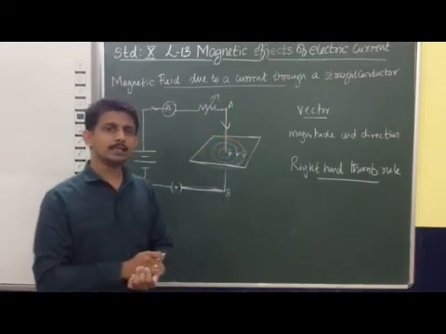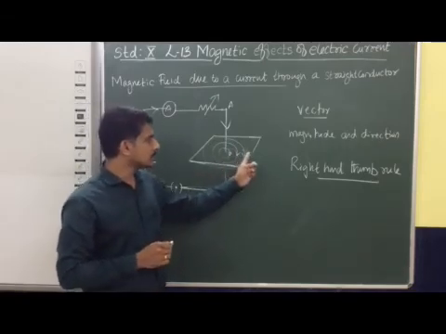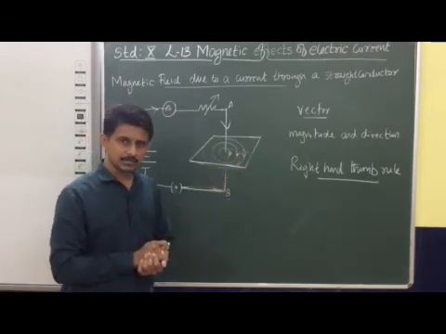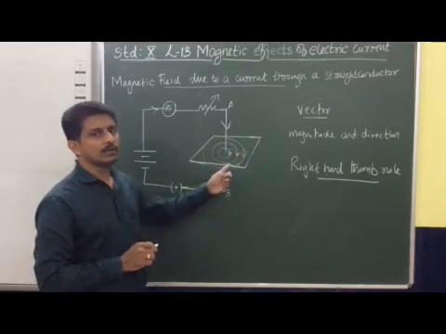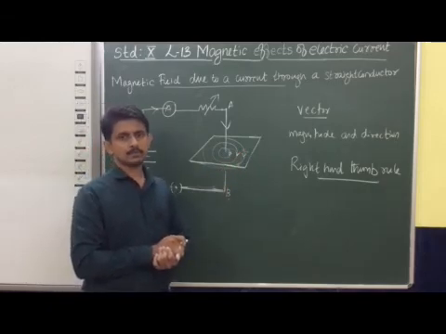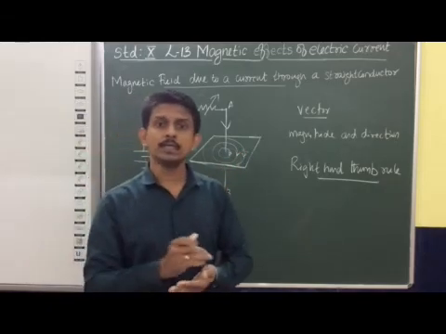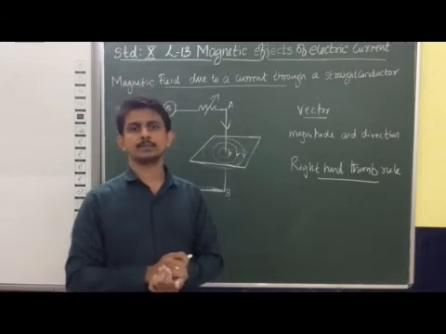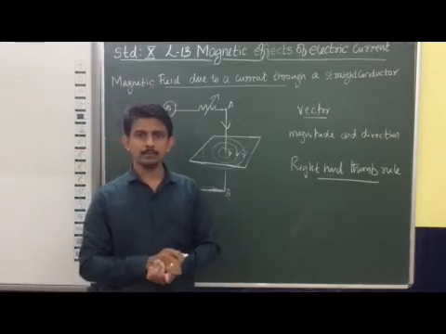So we can say that as the distance from this current carrying conductor increases, the magnetic field decreases. So the magnetic field is inversely proportional to the distance. Okay, thank you.